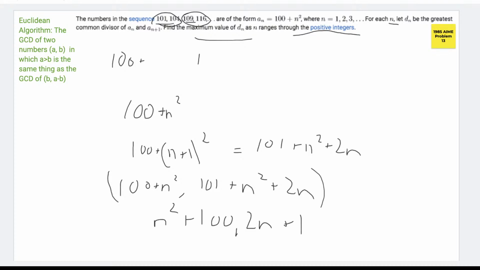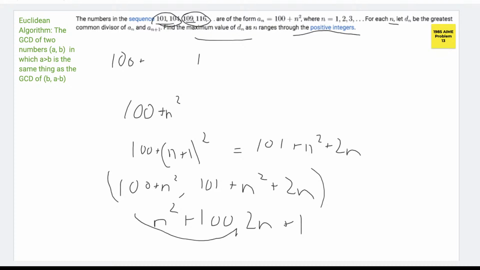Because if you subtract, I subtract the smaller one, we know this is smaller. So we subtract this from this, and we know the n squares cancel out. The 2n just stays there as 2n. 101 minus 100 is just 1. And then we take the smaller term, not the bigger one. We disregard that. We do not care about that.